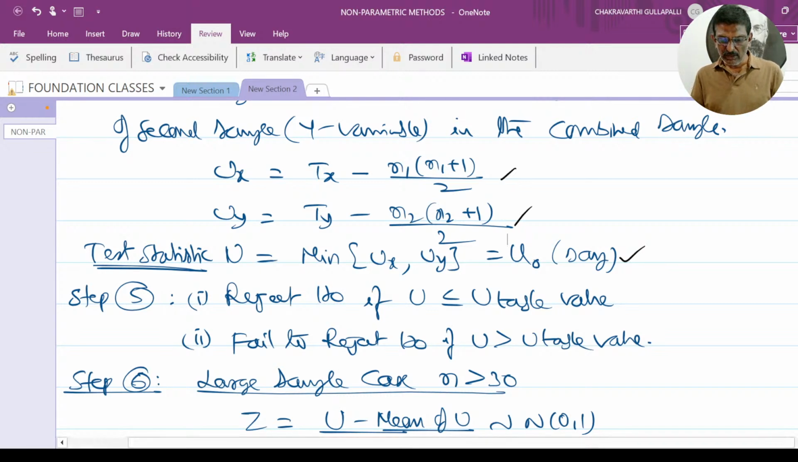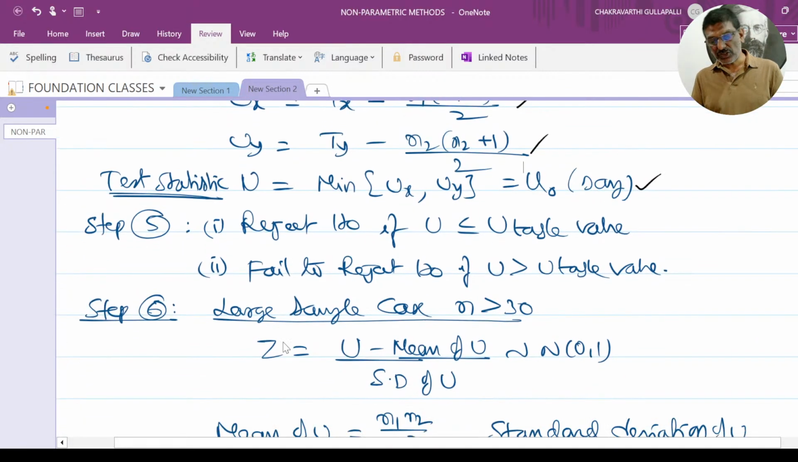So step number 5, reject H naught if U is less than or equal to the U table value. This table is also available. I will forward these table values here. The Mann-Whitney U table is also available on Google. You have to search on Google and download these U table values. So your U calculation value, based on this formula, the minimum of Ux, Uy. If the U calculation value is less than or equal to the U table value, reject H naught. Otherwise, fail to reject H naught when U is greater than the U table value.